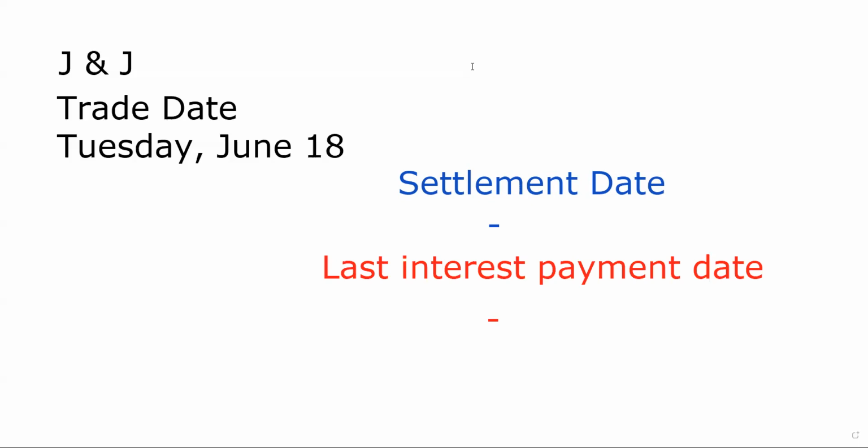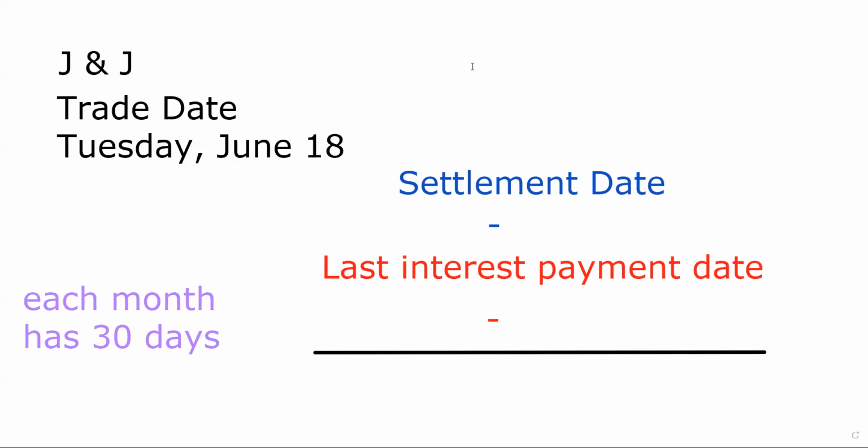And what we're going to do is subtract the last interest payment date. And so here, the settlement date is going to be June, right? June is the sixth month of the calendar. That's where I'm getting the six. And it's settled on the 20th, Wednesday, Thursday.